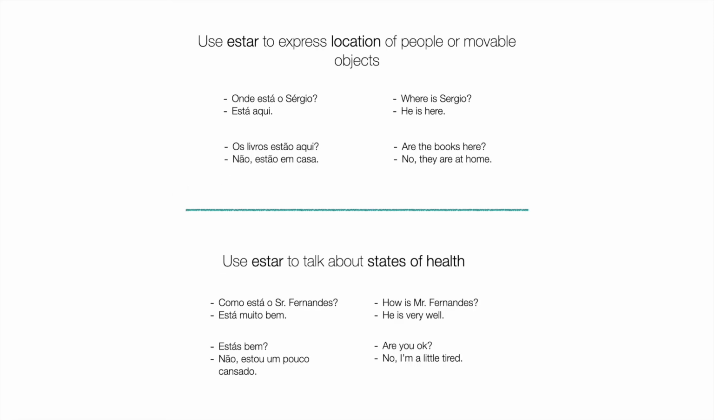So a couple of things that we want to look at, a couple of examples. You want to use estar to express the location of people or movable objects. We want to ask where Sergio is. Where is Sergio? Onde está o Sérgio? So it wouldn't be onde é o Sérgio. That wouldn't make sense because it's not a static thing, right? The location of this person. So it's onde está o Sérgio? Where is he at this moment?